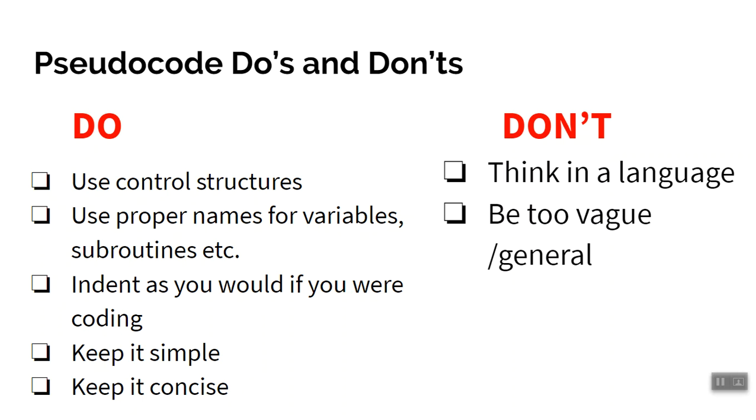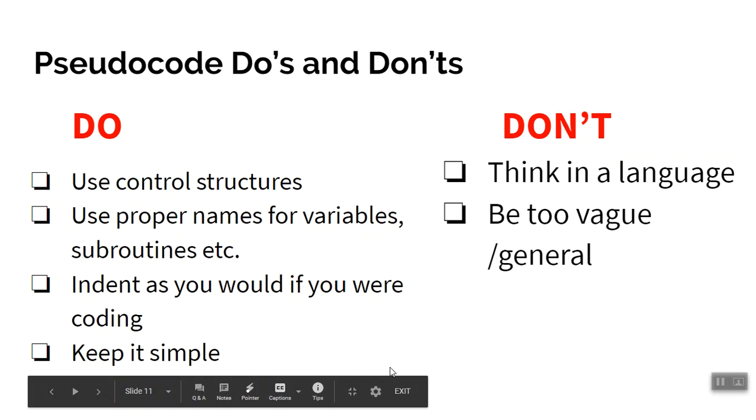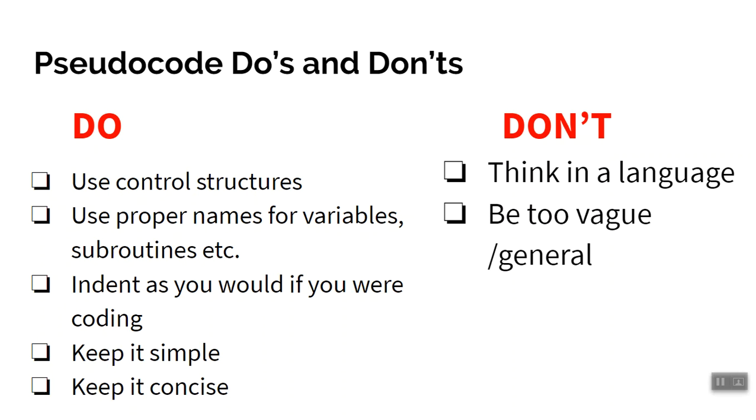Don't be too vague or too general. So even though we want it simple and concise, remember you need to be able to represent each step in an algorithm. So if I did an algorithm for a cup of tea that was get tea, boil kettle, drink tea, that's far too vague. I've left a lot of steps out there, and it doesn't really give an indication that I know how to make a cup of tea.